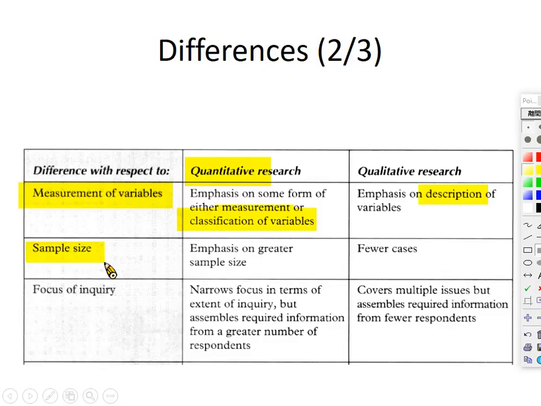Okay? And the other consideration difference is about the sample size. Quantitative research, by its very meaning, has a much larger, greater sample size. There is a greater emphasis on the numbers, because you want to collect numbers, right? So the larger the sample size, the more reliable the results can be. So we need to have a larger sample size.